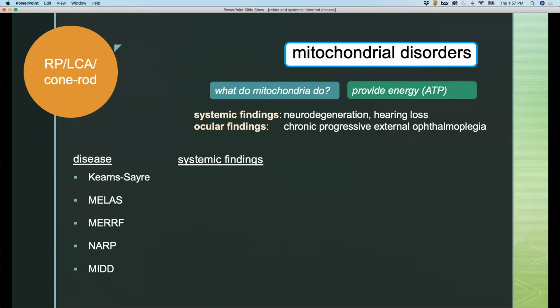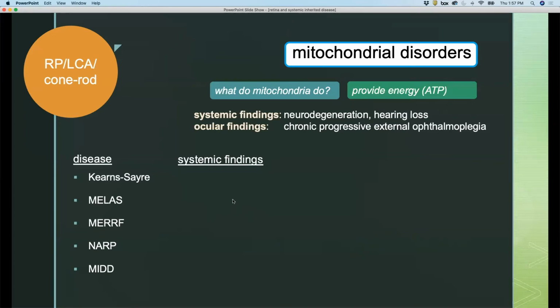For Kearns-Sayre, what's the main systemic finding that they want you to be aware of because it could kill someone? It's cardiomyopathy. Yes, and they get a heart block. Oh, heart block, right. Yeah. And then do you remember what any of these abbreviations stand for?